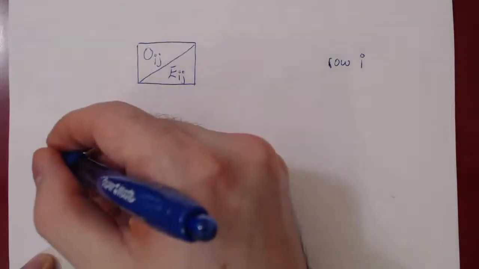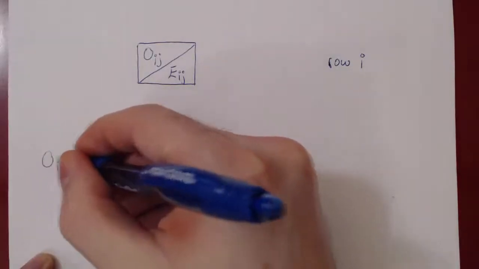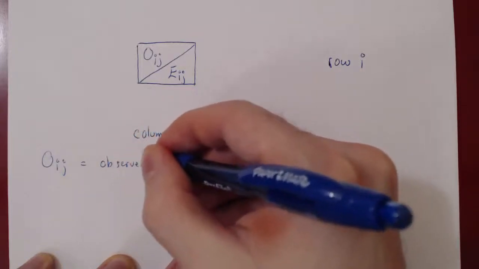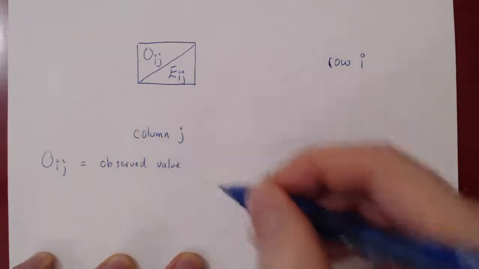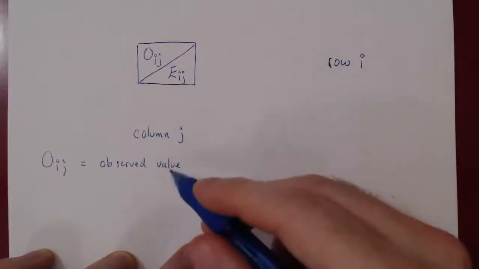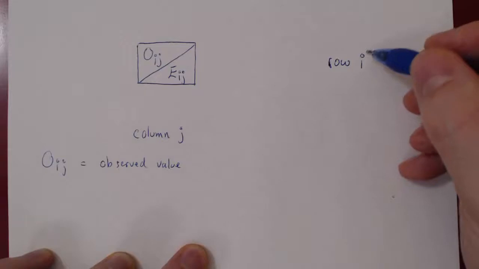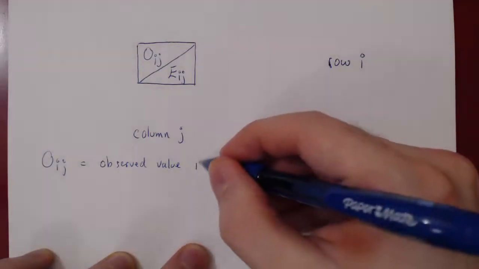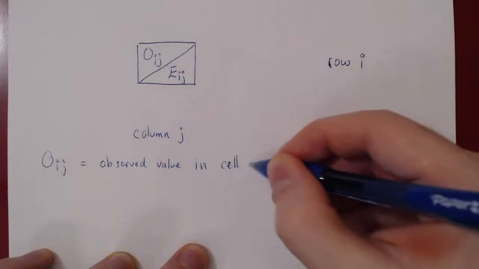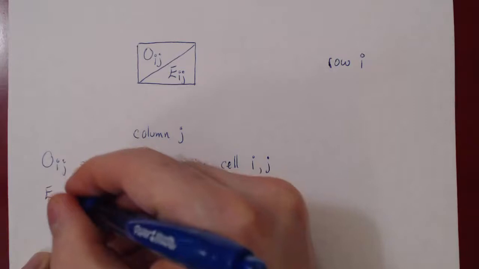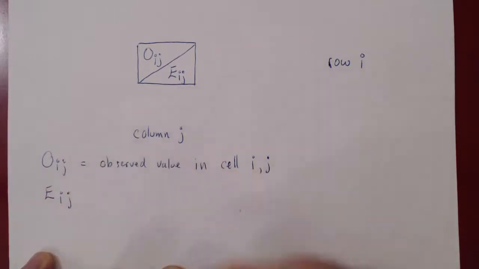Let me write this here very simply. OIJ is the observed value in row I, column J. So I'll simply write the observed value in cell IJ. The first index always is the row position. And EIJ is the expected value in cell IJ under the assumption of H0.